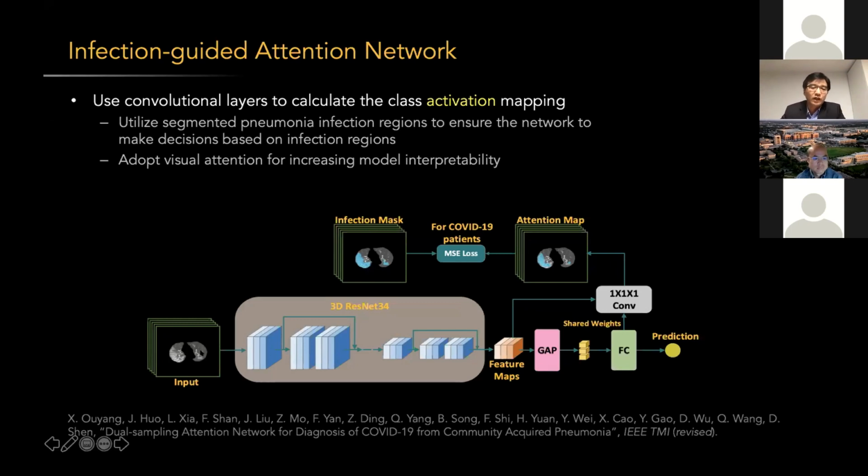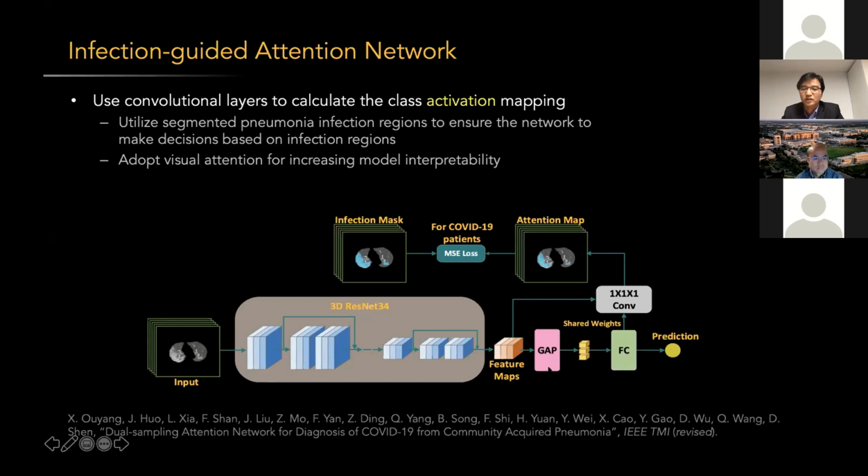And for this deep learning algorithm, I'm going to talk about it very briefly, so we pay attention to this deep learning algorithm. We use a 3D ResNet34 to get the feature maps, and then do the prediction, for example, classify between COVID-19 and the CAP. So this is the main work.